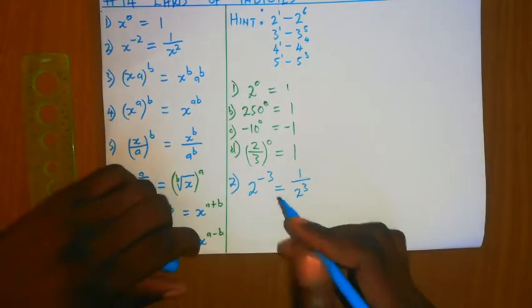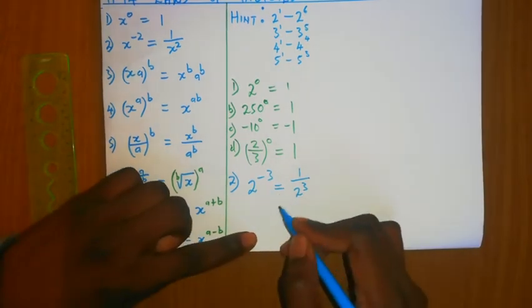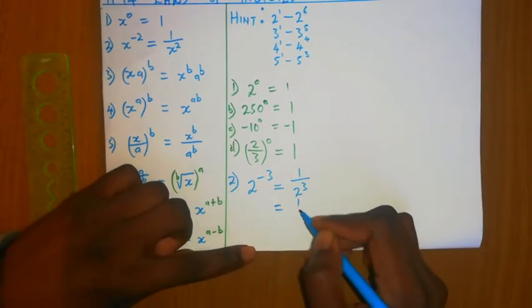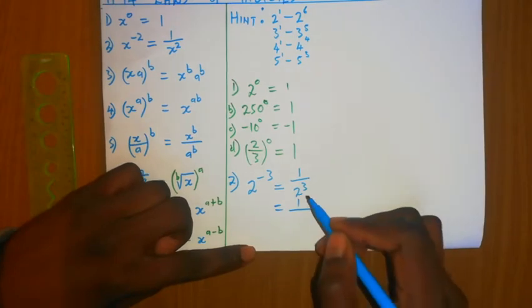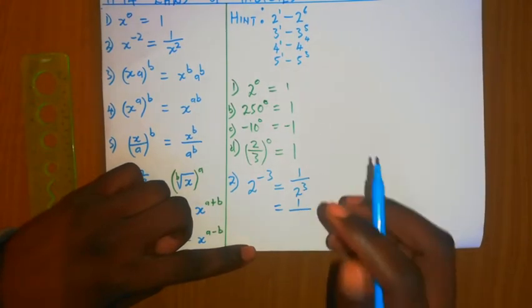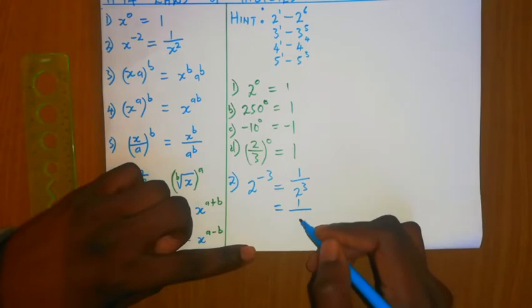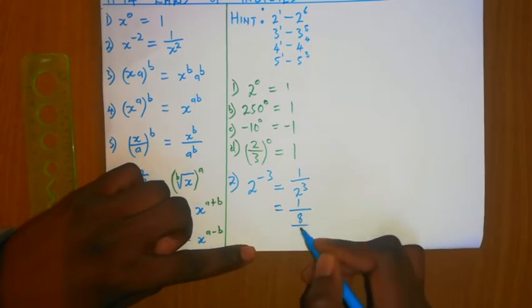In this case, my working is going to proceed as it equals 1 over 2 to the power 3. This means 2 times 2 times 2 up until I reach what? 3 times. So that's 1 over 8. So this is my answer.